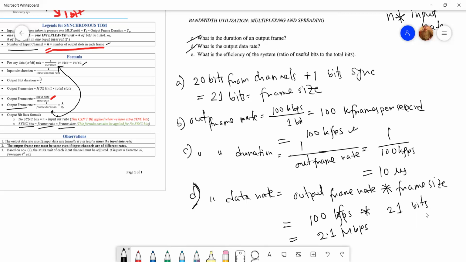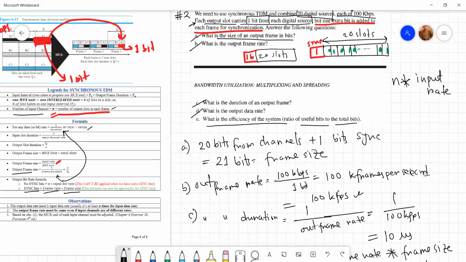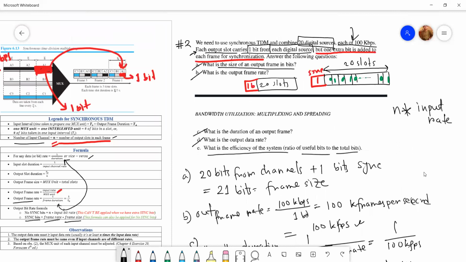Now question number E is asking us what is the efficiency of the system, and it is the ratio of the useful bits divided by the total number of bits. Among these 21 bits, only 20 bits are useful because they are carrying the original data. The remaining bit is not useful data; it is a synchronization bit which gives synchronization between the sender and the receiver. But it will ultimately be ignored once they have been synchronized.